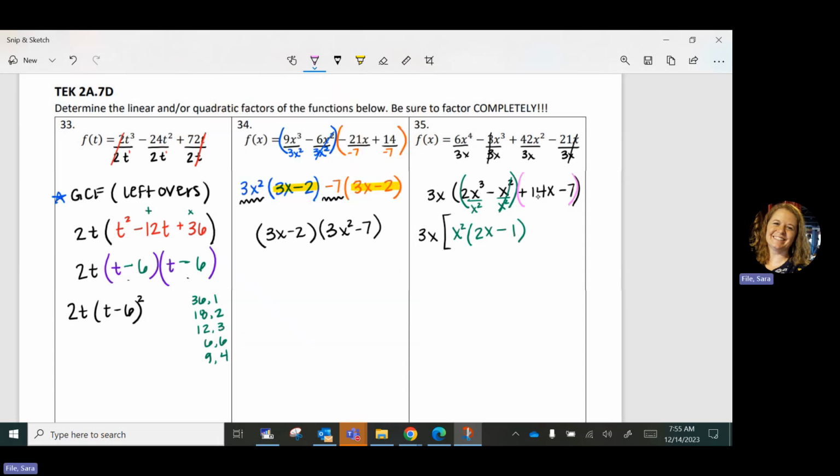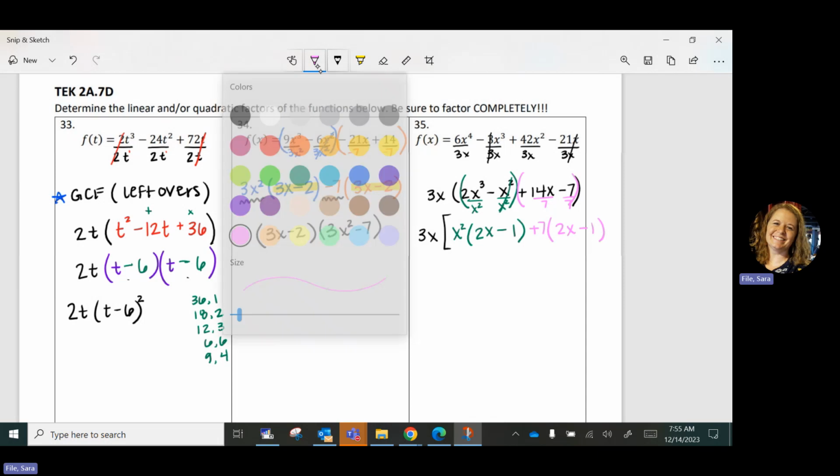Okay, and then in the pink, what can you factor out of both of those? 7. You're going to be left with 2. We're going to factor out a positive 7, and that's going to leave me with 2x. And then that will become a minus 1 as well, because if I'm dividing by 7, anything divided by itself is going to be that 1, right? So far, so good?